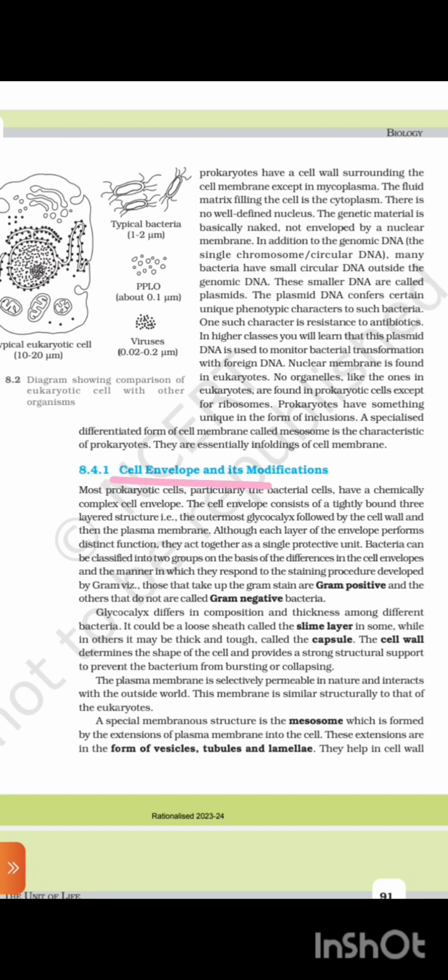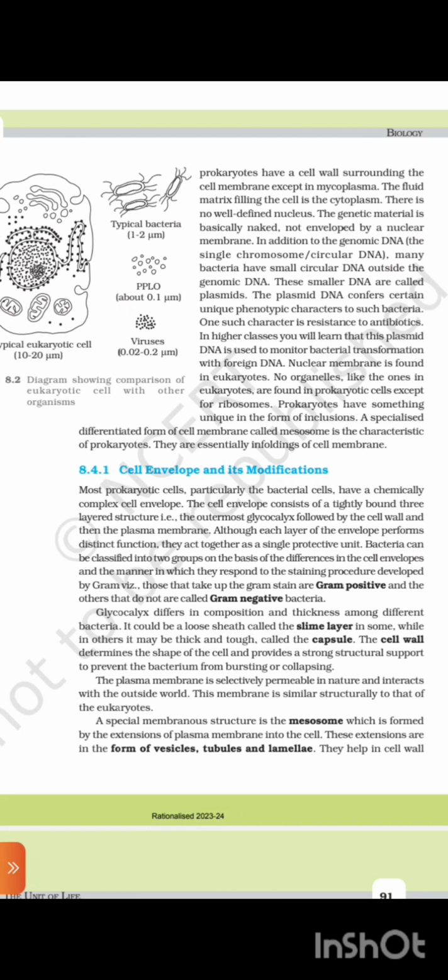8.4.1 Cell envelope and its modifications. Most prokaryotic cells, particularly the bacterial cell, have a chemically complex cell envelope. This cell envelope consists of a tightly bound three-layer structure: the outermost glycocalyx, followed by the cell wall, and then the plasma membrane. Although each layer of the envelope performs distinct functions, they act together as a single protective unit.